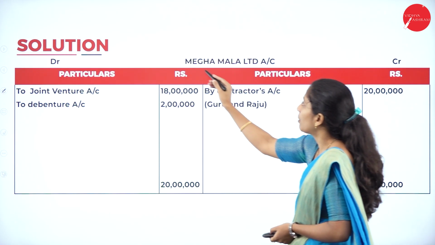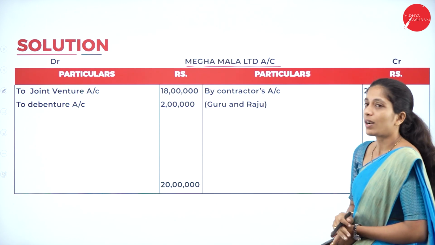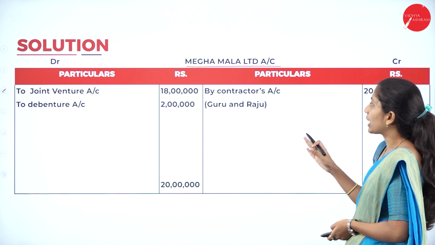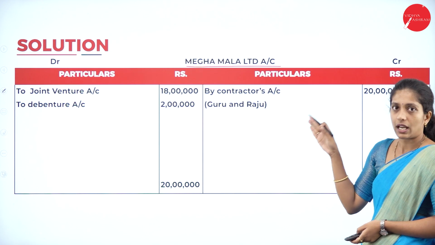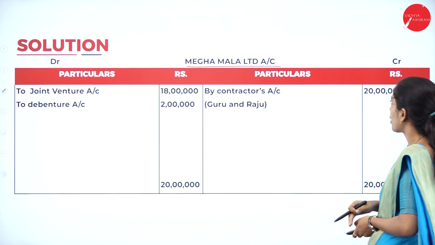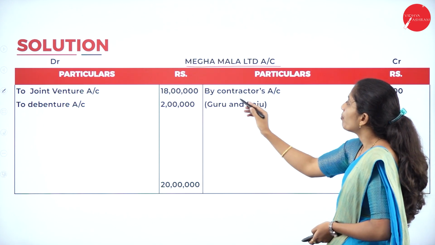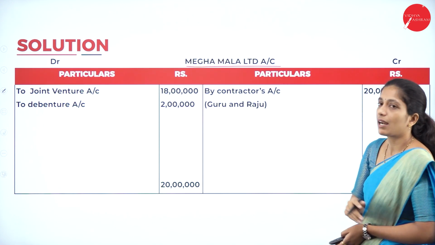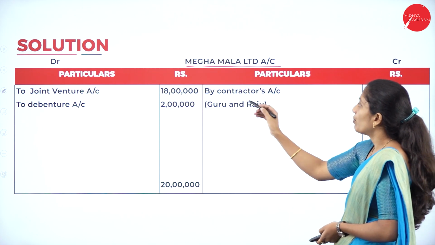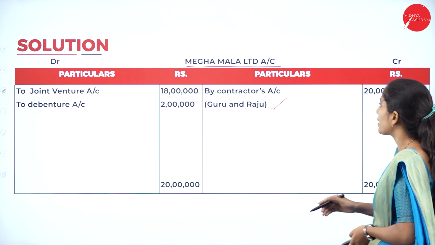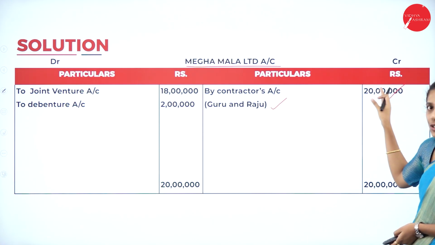So that is Meghamala account. So what is the contract price? What you are going to record here is the amount which has been received from the contractors. Now what is the total contract price? So how do you record? By contractors account to Meghamala Limited account. So by contractors account, that is Guru and Raju. The total contract price is 20 lakh.